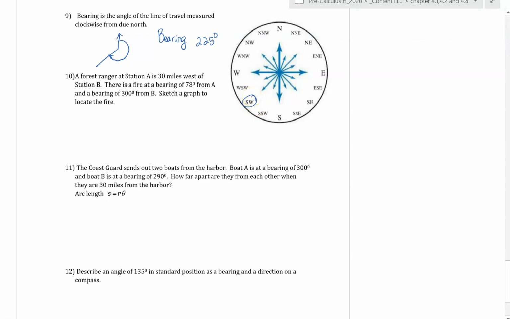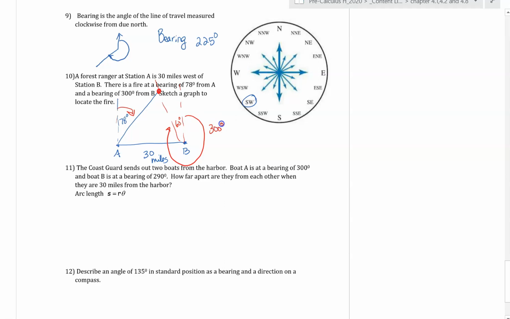Let's look at number 10. Go ahead and pause the video and see if you can draw a picture to describe number 10. Realize that A and B are 30 miles apart on an east-west line. Notice it says the fire is at a bearing of 78 degrees from A. So I drew a line north from A and went clockwise 78 degrees. Now 300 degrees bearing from B. So for B, I would have to go 300 degrees. Notice the fire would be right around there, and this reference angle would be 60 degrees because the bearing was 300 degrees from north clockwise.